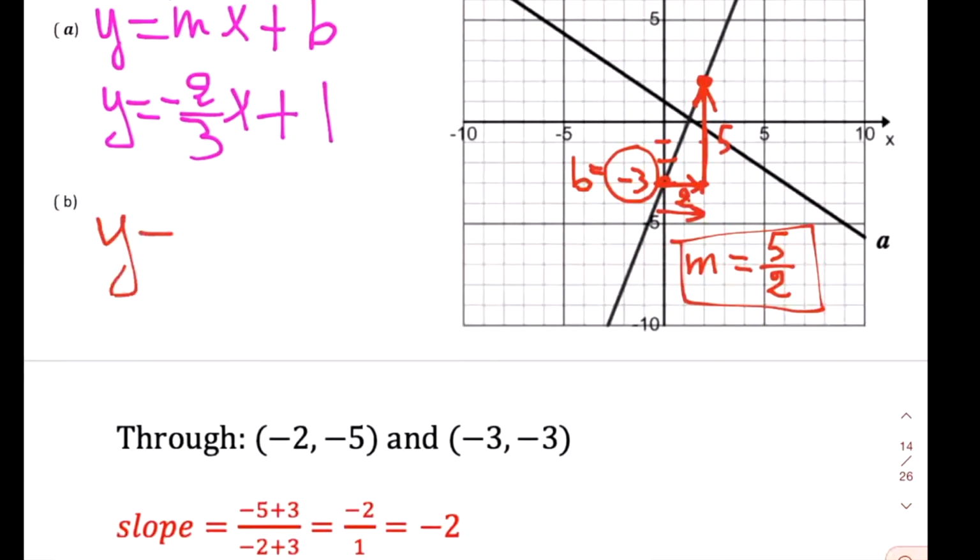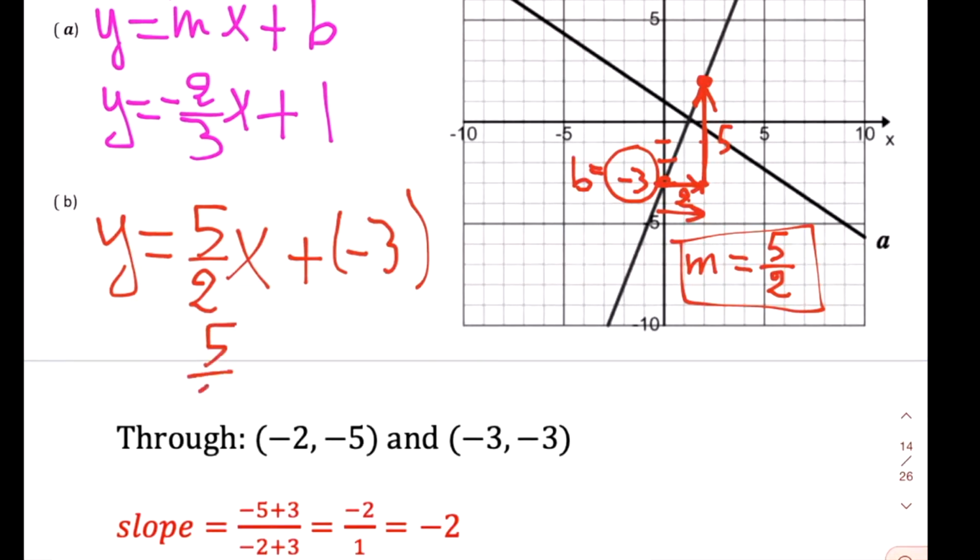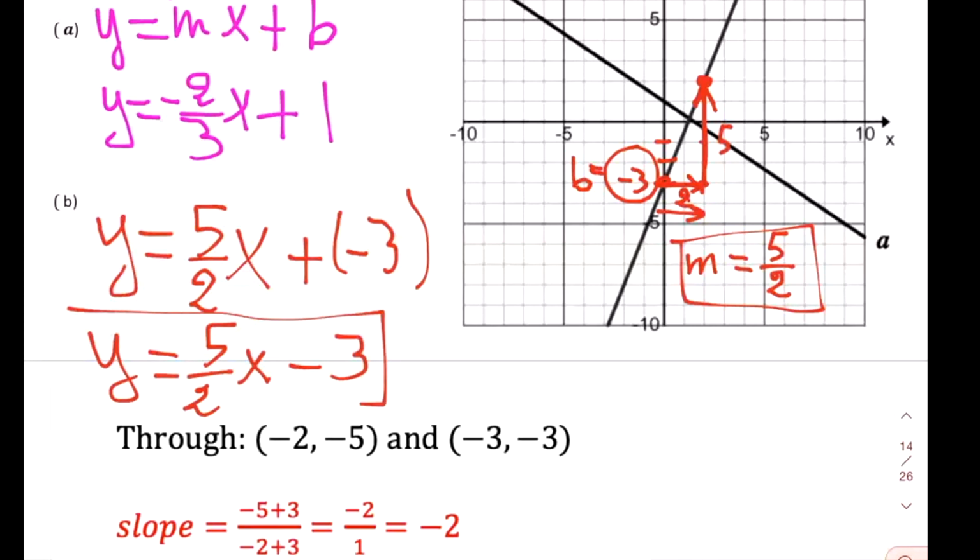y equals mx plus b, which is 5 over 2 x, plus -3. Of course, you don't leave it as plus -3. Plus negative, plus minus, is minus. So you get 5 over 2 x minus 3. That's your y. Make sure you revise all this, okay?